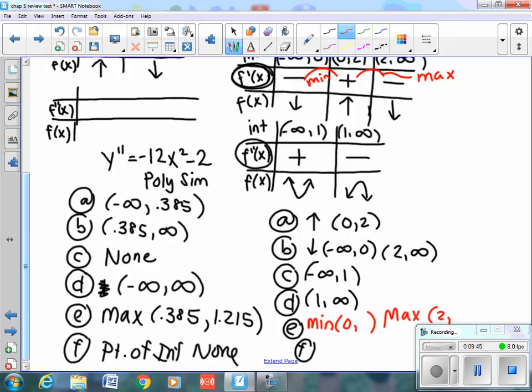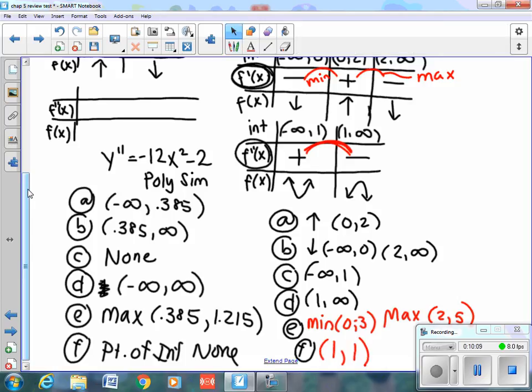And how do you figure out the point? Some of you forget to find the y value. You plug 0 back into the original, and you get negative 3. And you plug 2 back into the original, and you get 5. Okay, and the last one, there's a point of inflection when you go from positive to negative or negative to positive at 1, and you plug 1 back into the original, and you get 1. Make sure you find the y value.